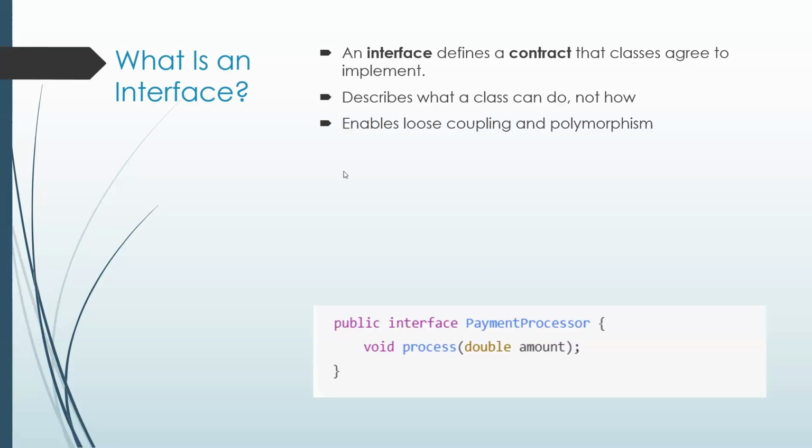The way that you declare an interface is the word interface, just like you declare a class with the class keyword. Interface PaymentProcessor, void process, which takes in an amount, which is a double. So this defines a method, but notice that there's no implementation body, just the method. That means that whatever class implements this interface must use this method. But the way it uses this method is up to the class implementing this interface.